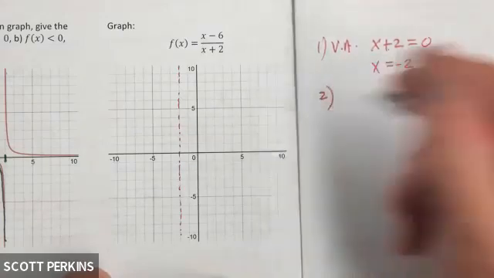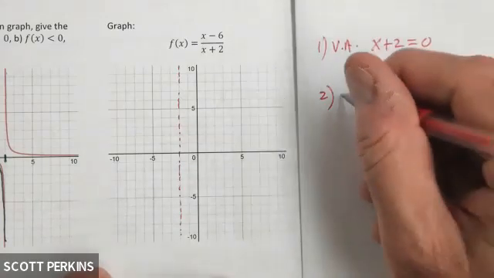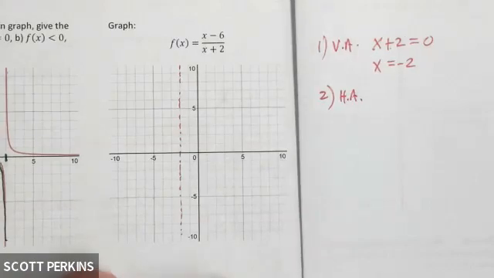Okay. Step 2, 60 seconds. What's the horizontal asymptote? And then put it on the graph.